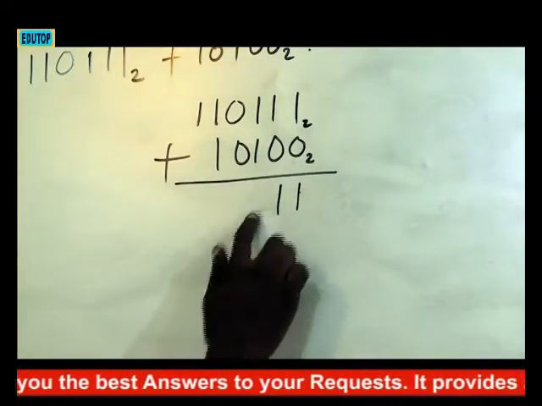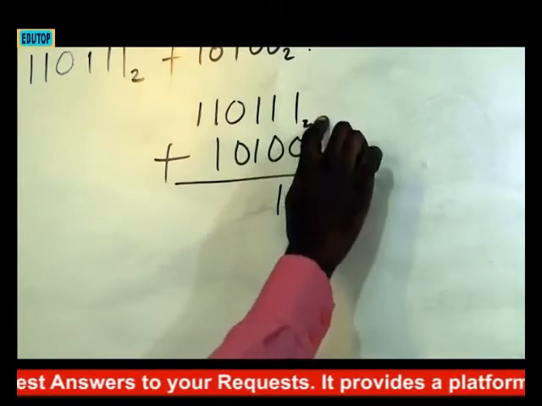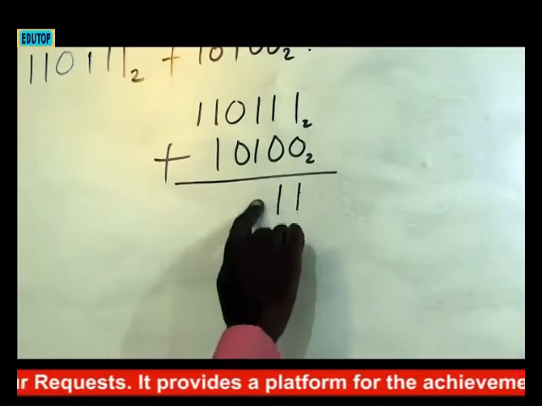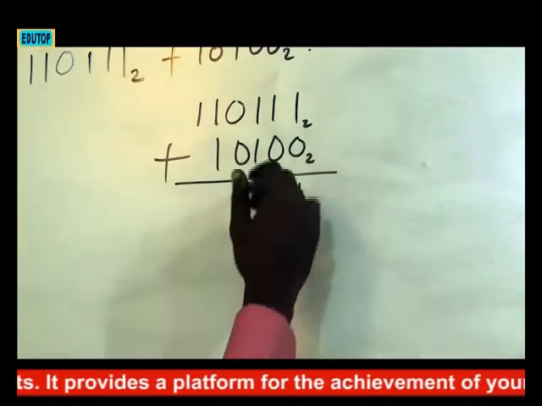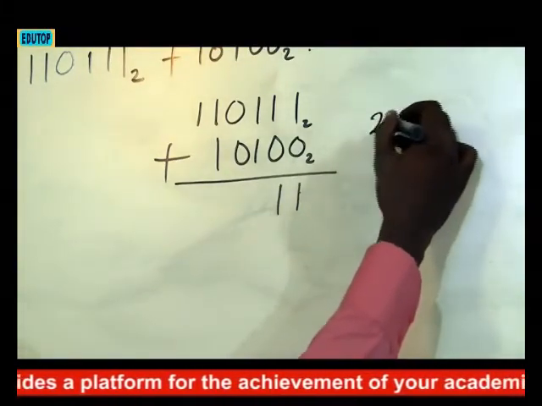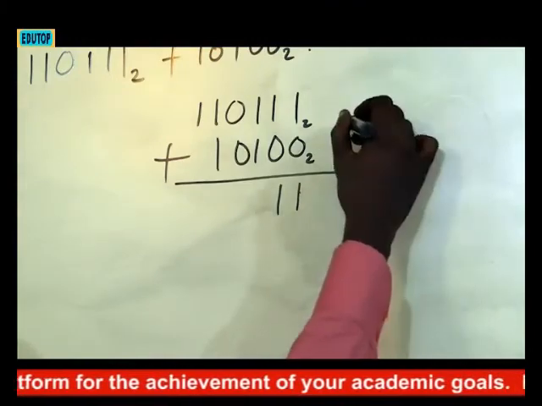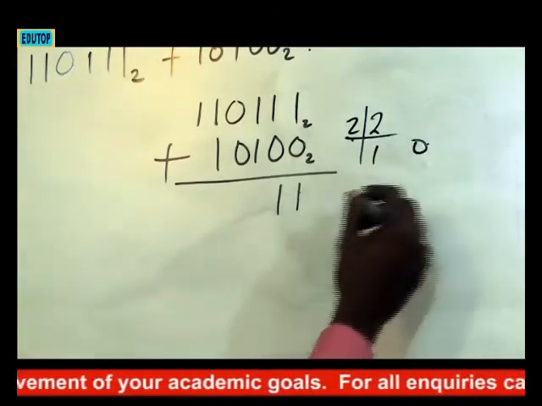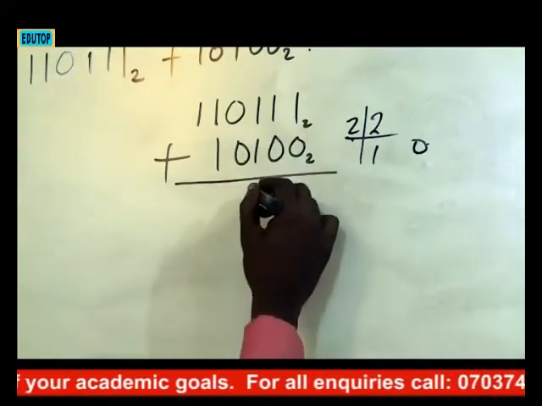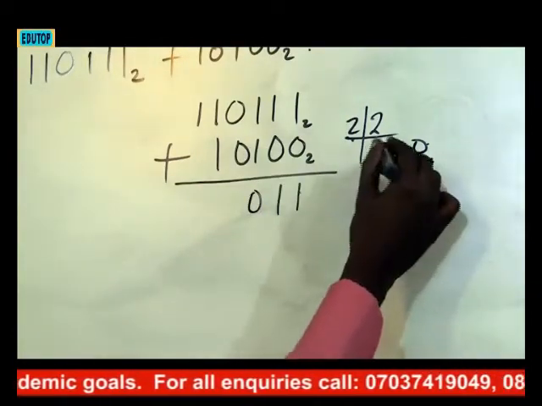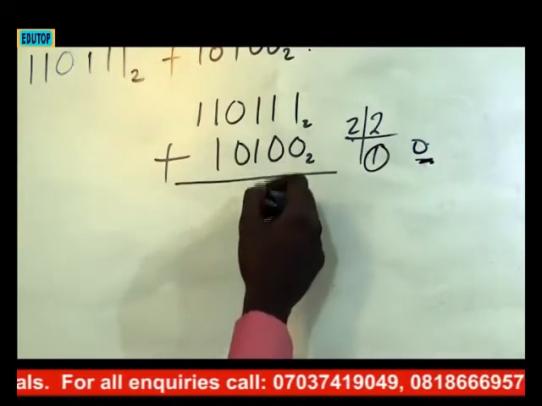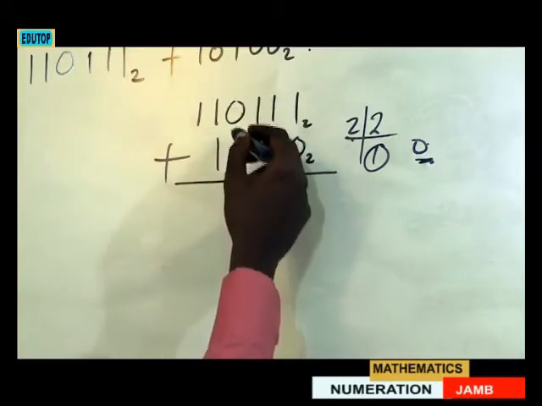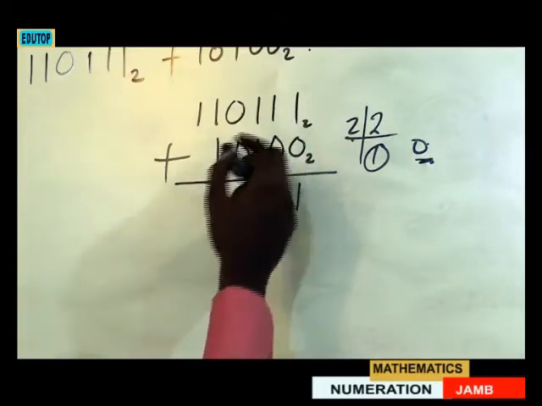We can't write 2 directly because our base operation is 2. So the number we must get must be lower than that base. So we cannot write 2 directly here. Since we now have 2, we divide by the base, which gives 1, then we have 0. So in this situation, we write 0 and carry this 1 to the next line. We add that 1 to this, that becomes 1 plus 0, 1.